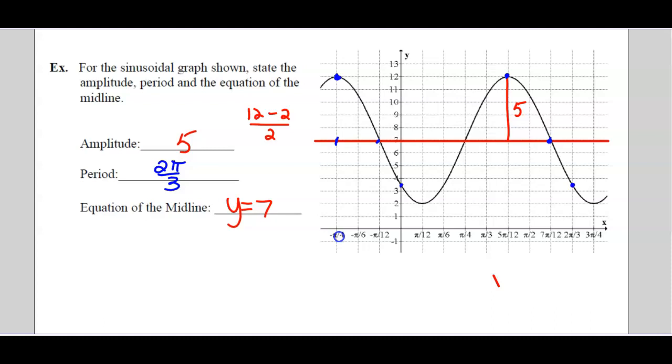This is not the base graph. It's had transformations done to it, and that's why the period is not 2 pi. If you did from here to here, that's 7 pi over 12 minus negative pi over 12, which is like adding it. So 7 plus 1 is 8 pi over 12, which is 2 pi over 3. Okay, same.